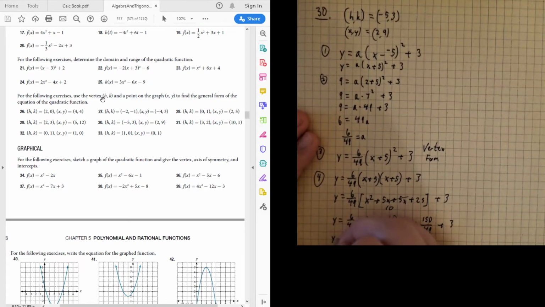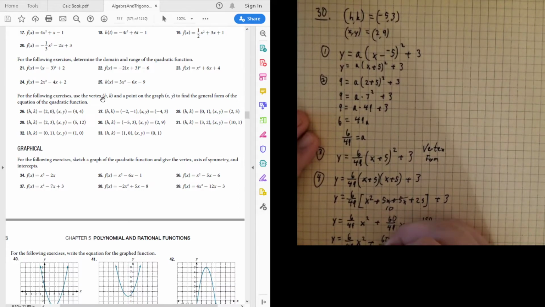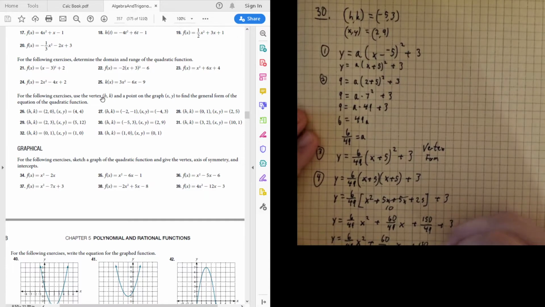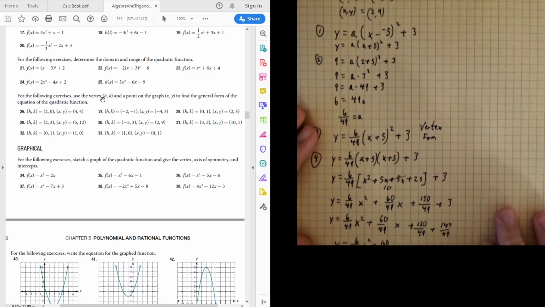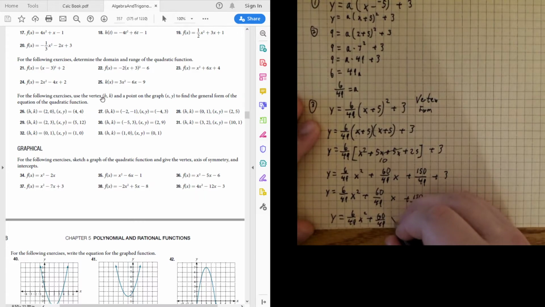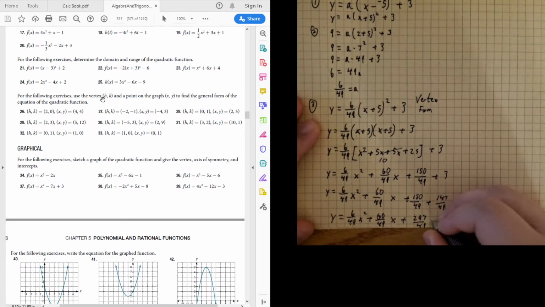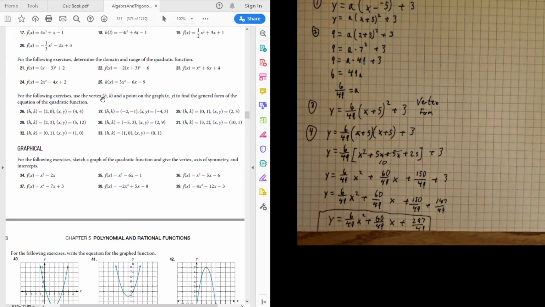And then last step, I want to combine like terms. So 6 over 49 x squared plus 60 over 49 x. 3 times 49 would be 147, so plus 150 over 49 plus 147 over 49, which gives me the final, very weird equation, y equals 6 over 49 x squared plus 60 over 49 x plus 297 over 49. Wow, that was weird. But that's the general equation.